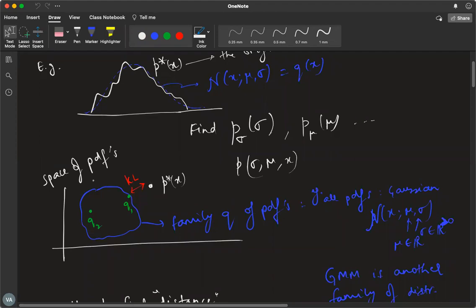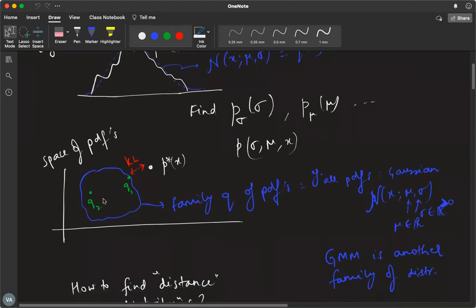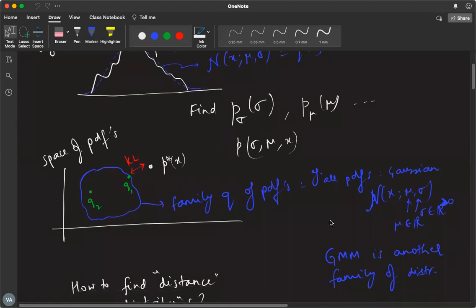So to approximate it, we need a family. So let's say our family of distributions from where we want to estimate our approximate distribution is this capital Q. Now this capital Q can be parameterized by several parameters. For example, if it is a Gaussian family, then we know that mu and sigma are the parameters. And if it is a Gaussian mixture model, then we can have multiple of these Gaussians coming together in a weighted sum fashion to create this family of distributions.